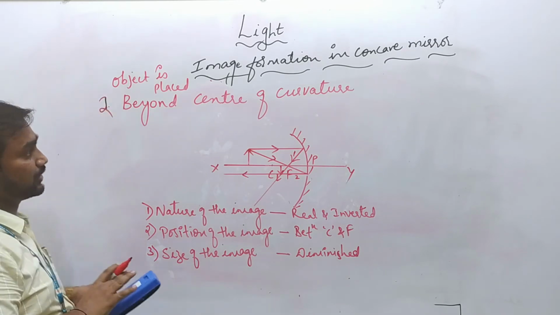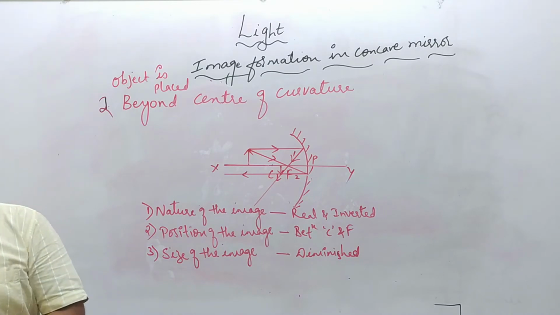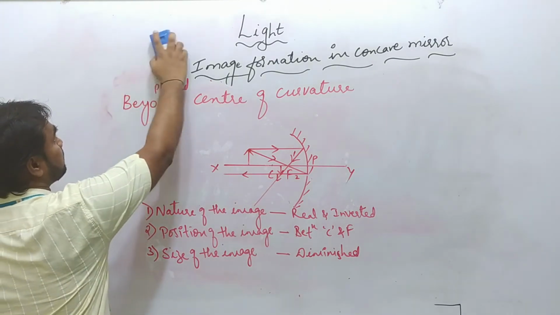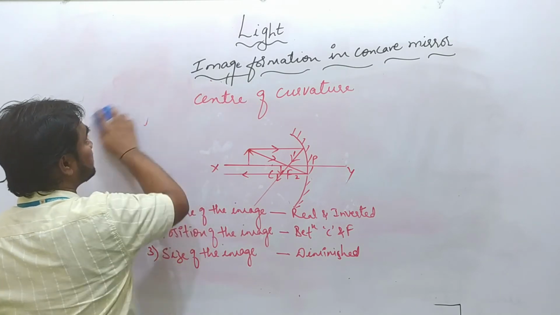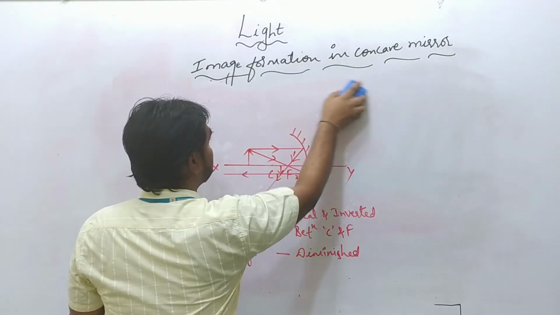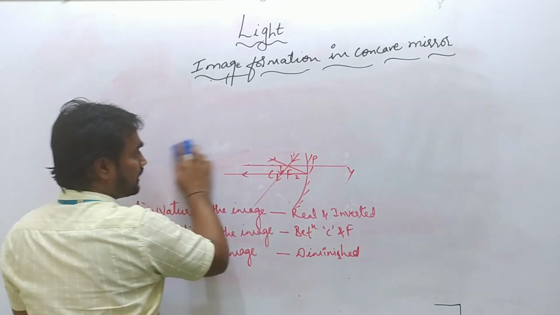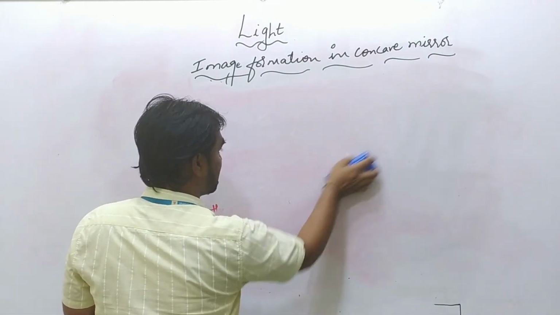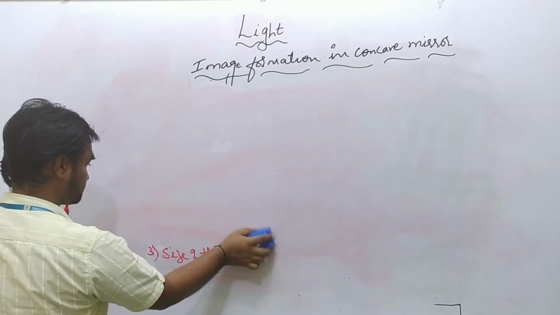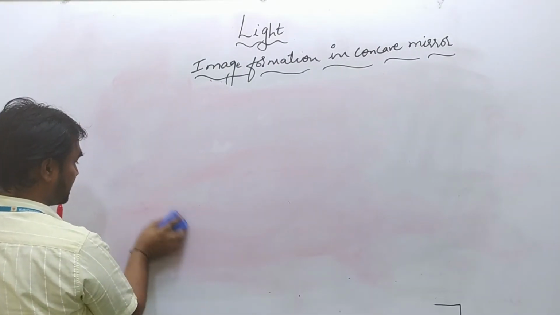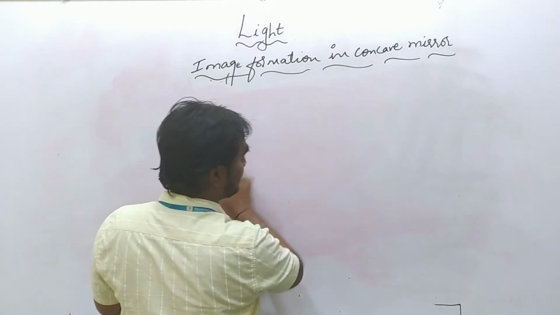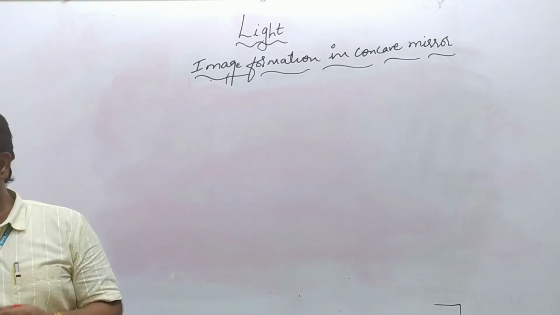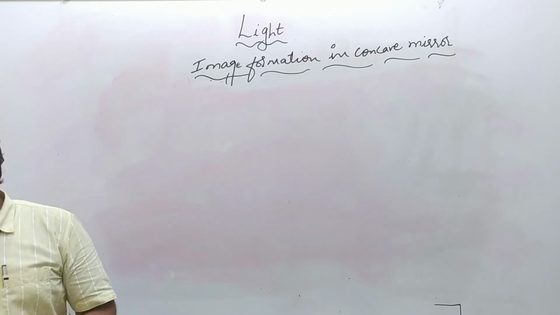Okay, this one is the second rule. Now, we'll move on to the third position, that is when the object is placed at C. Here, if you take the correct dimensions and if you draw the correct angle of reflection and incidence, then you will be getting the correct image.